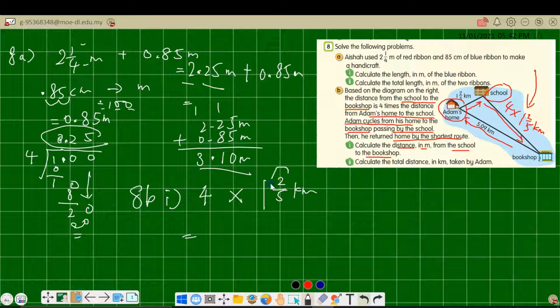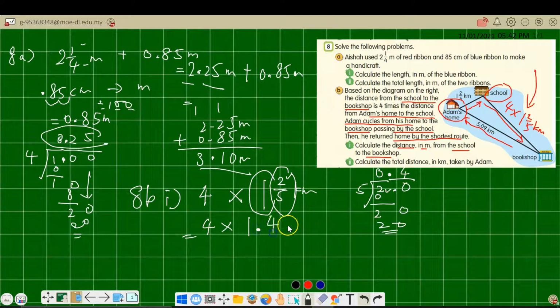So this one you can change to decimal points. 2 divided by 5. The one on top is the one inside. 0 times 5, 0. At decimal point, 4 times 5, 20. So this is 4 times. There's a round number 1 and then decimal point is 4. So 4 times 1.4 should be 4, 4, 16, 4 plus 1, 5.6. Okay, so 5.6 km from the school to the bookshop. Okay, let's write here 5.6 km.